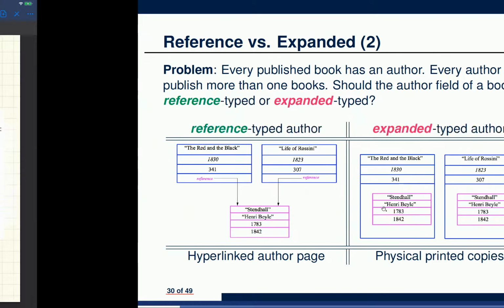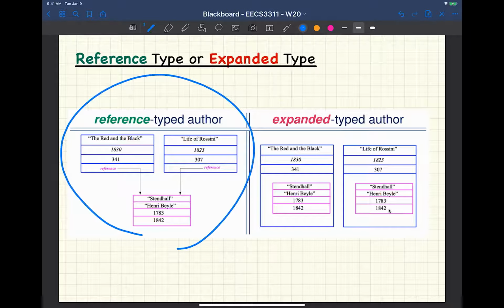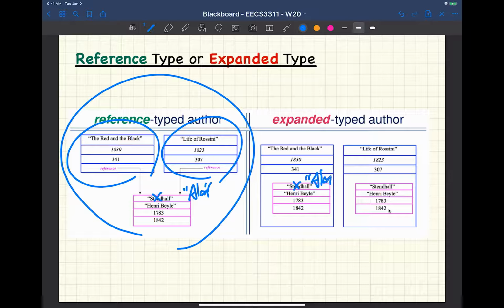In case you're not very comfortable, let's see this. In the case of reference type, if I modify the author's last name, for example, to Alan, it will be reflected right away in both books. That's reference type, right? Now, if I have physical copies of the book, and I've modified this particular copy to be Alan, for example, it wouldn't affect all the others. Which one should you choose? It depends. That's why it's an open-ended problem. Any question about modeling using expanded? The key concept is about sharing.